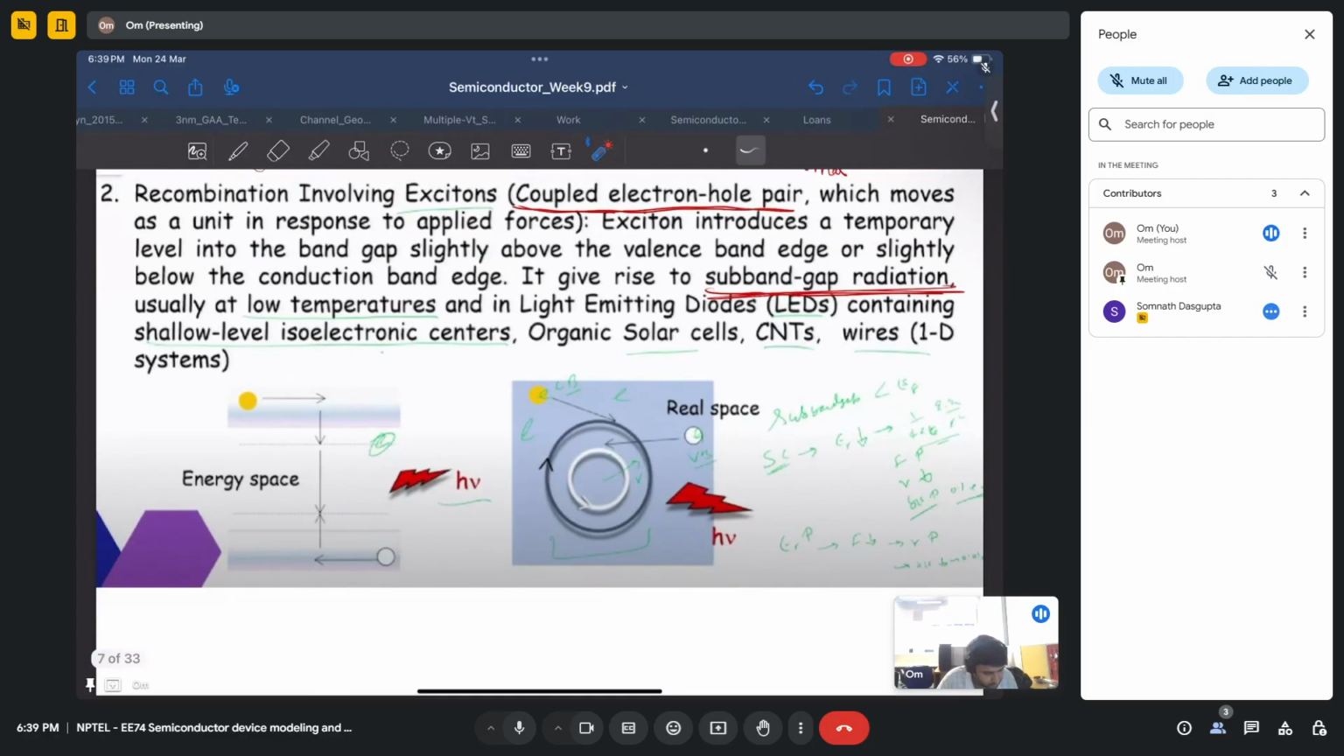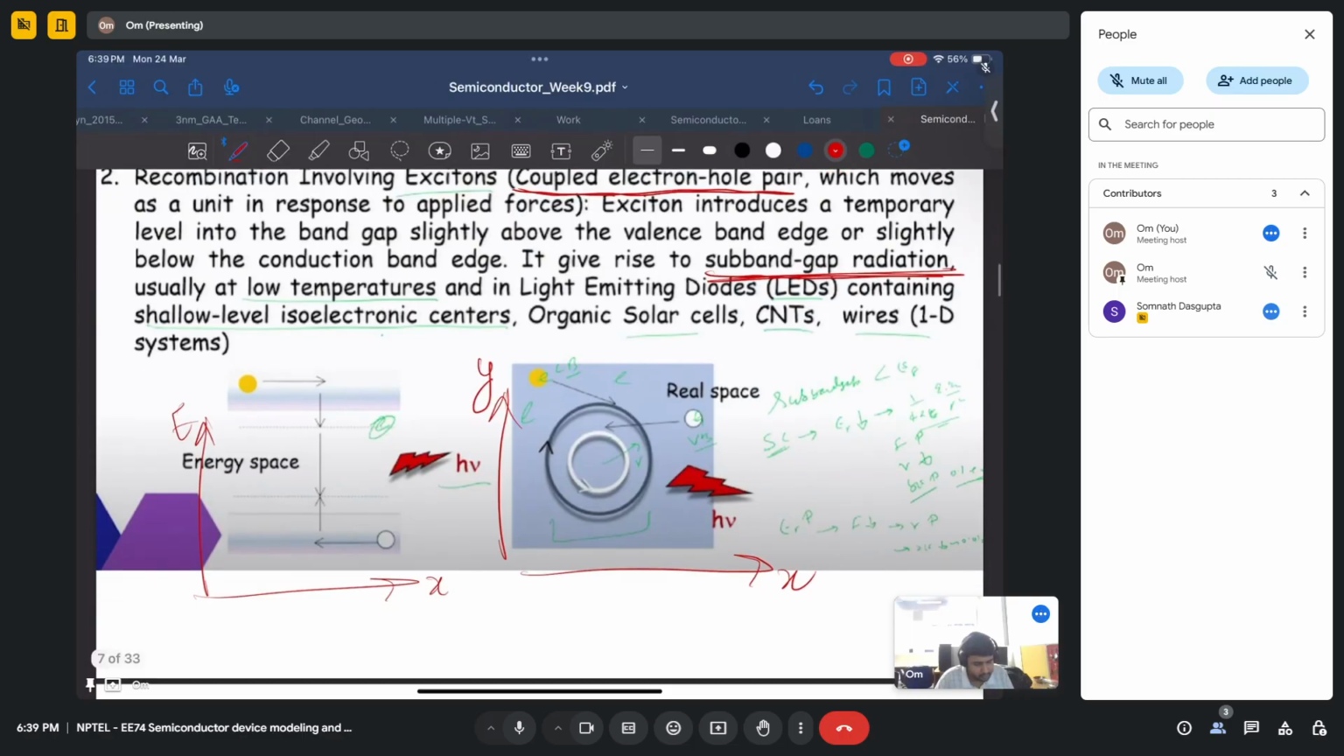Okay, so this just tells you in energy space, let's say this is kind of a band diagram. This is E versus X, and this is maybe the real space, X and Y. They are saying that the electron and hole can be far apart in energy space, but in real space they can be very close to each other.